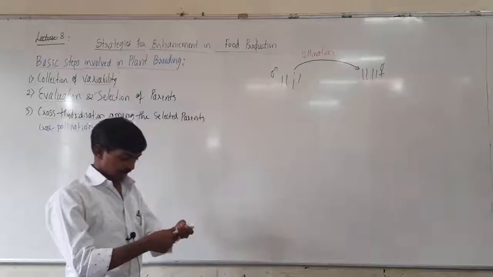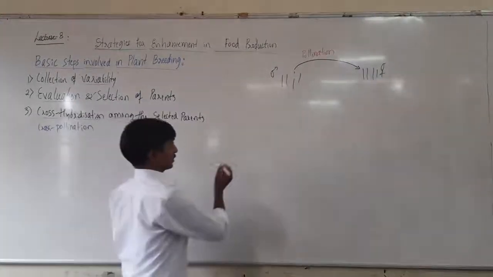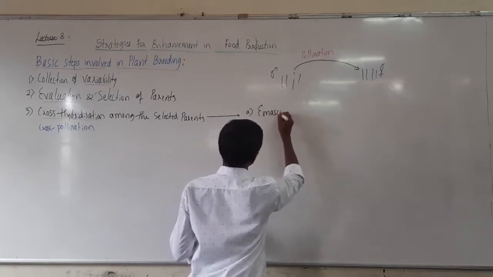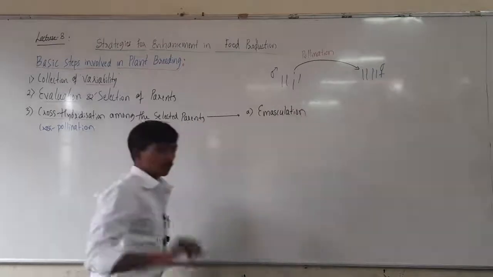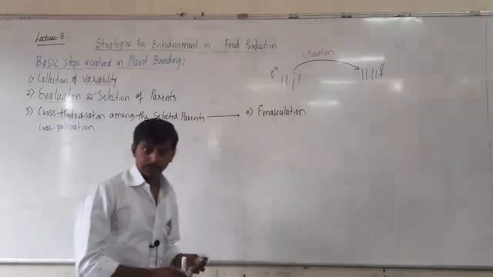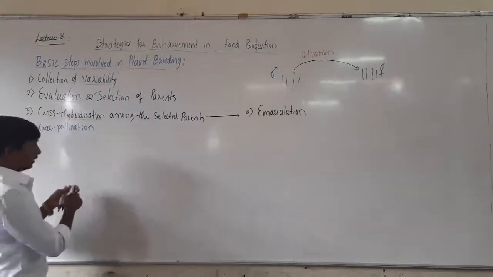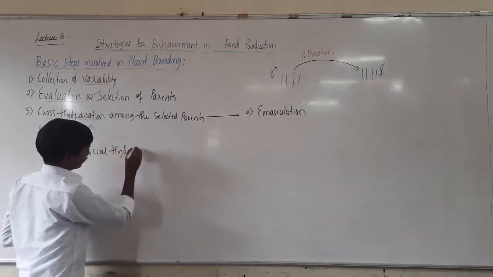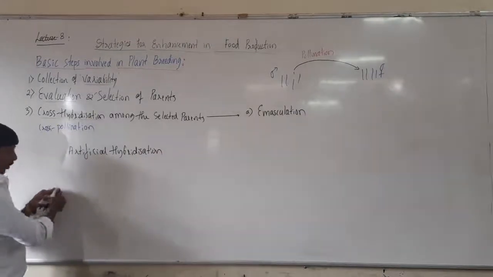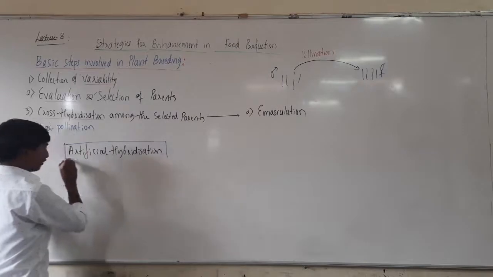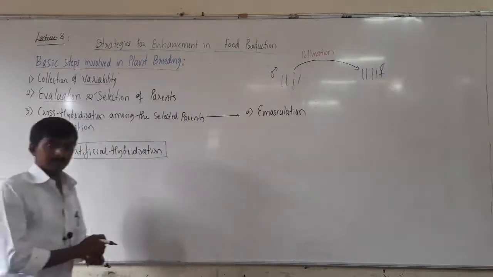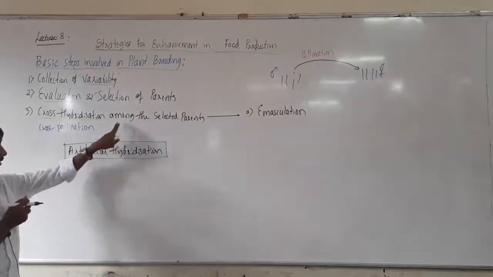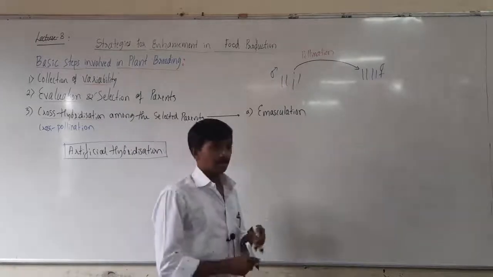For that there is a procedure with some 4-5 steps. In that, first step is emasculation. Hope you remember in the second chapter, sexual reproduction in flowering plants, there is a study for you, that is artificial hybridization. Once you recall this from the second chapter, the same thing will be done in this step. Whatever steps you followed in that concept, the same thing is done here.